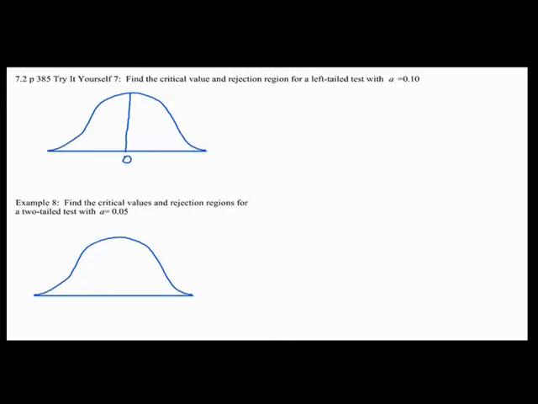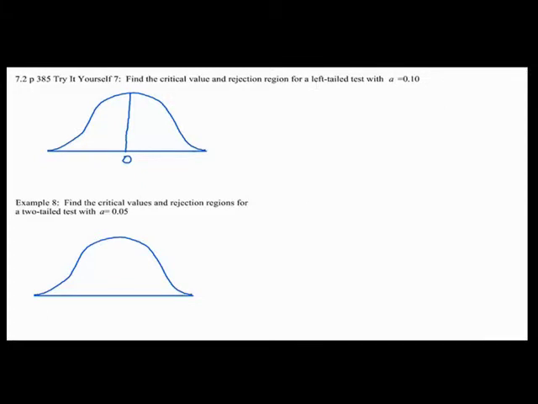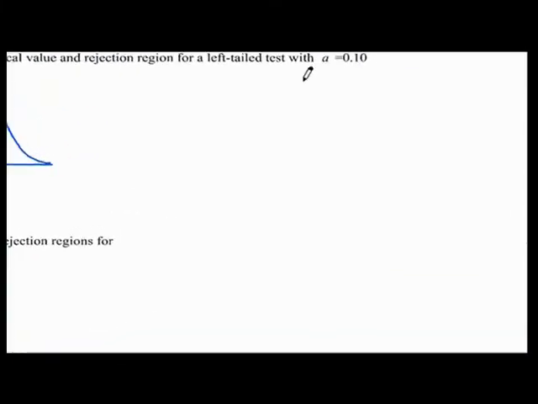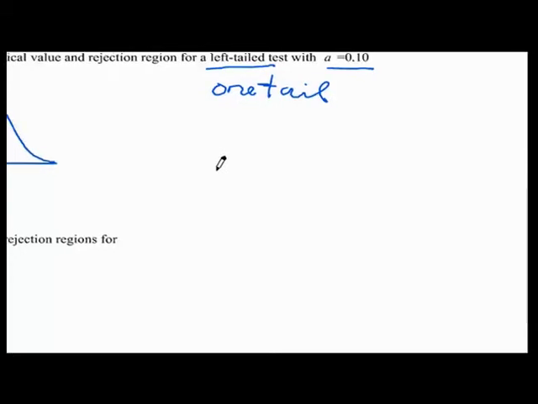This is section 7.2, page 385. Try it yourself 7. We're also going to do example 8. So we're asked to find the critical value and rejection region for a left tail test with alpha is 0.10. So a left tail test means it's going to be one tail. And we're going to use alpha is 0.10. And I don't have the little fish symbol, so I just use the cursive A.